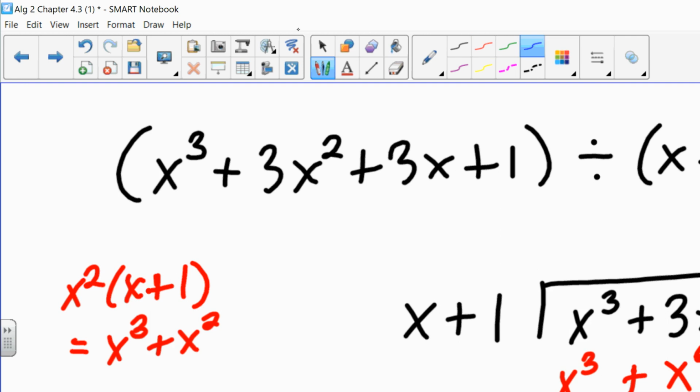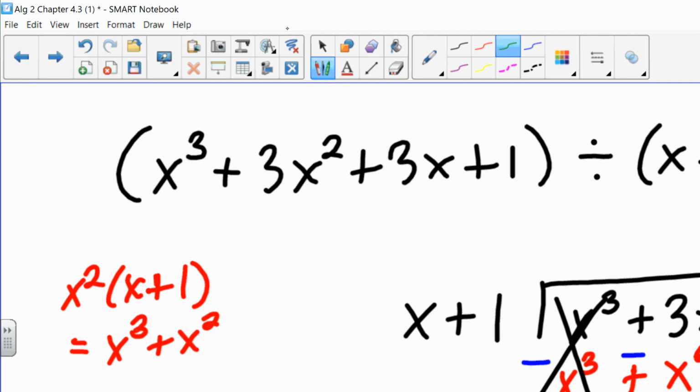Guess what we're going to do next? We would subtract. Any questions on this here before we subtract? Okay. What is x cubed minus x cubed? 0. That's exactly what we want to have happen. We want the biggest power to cancel out first. Now let's subtract the next one. 3x squared minus x squared is 2x squared. Okay.